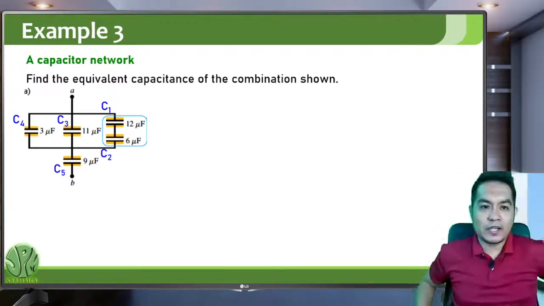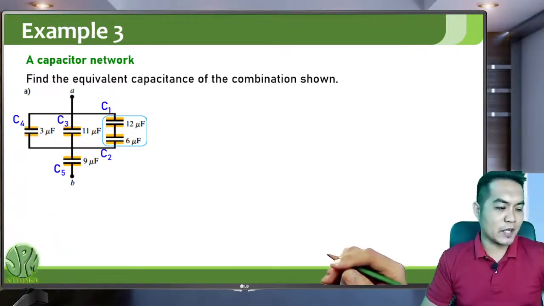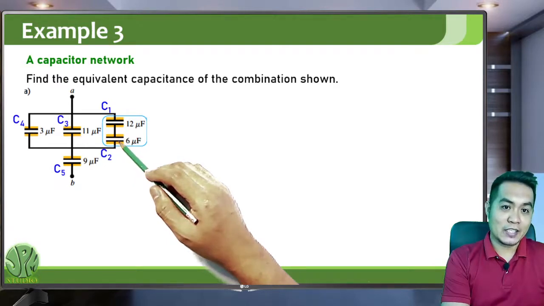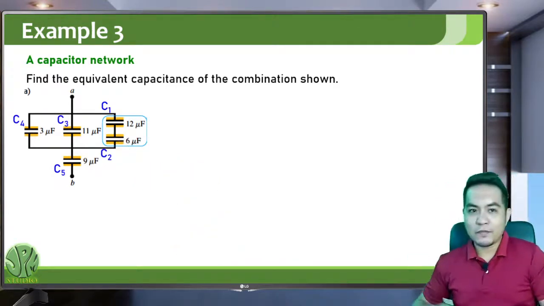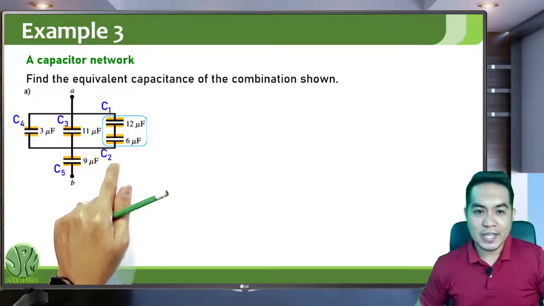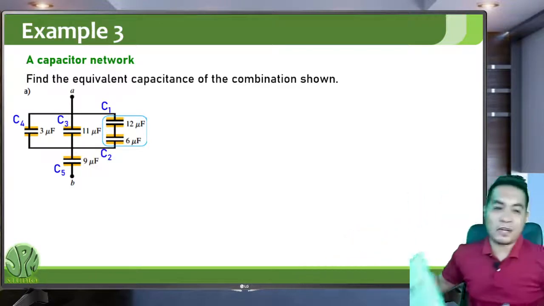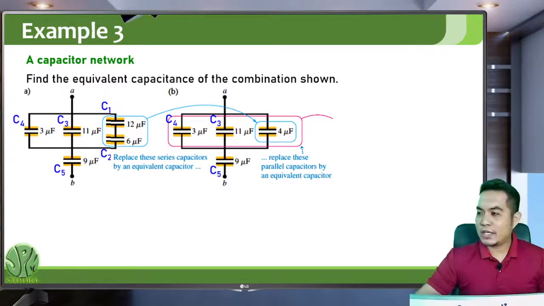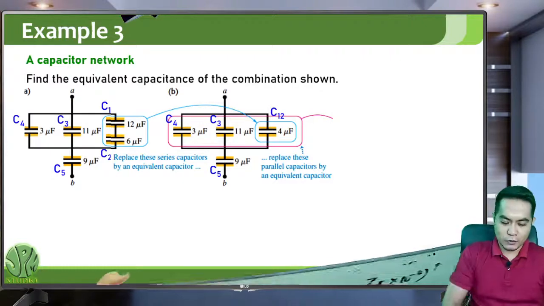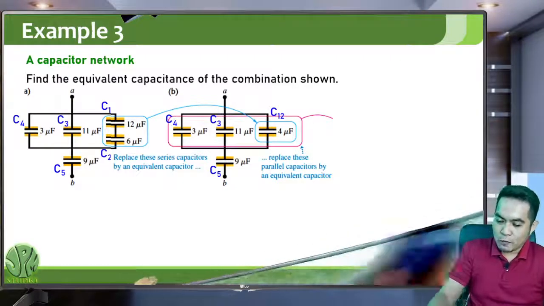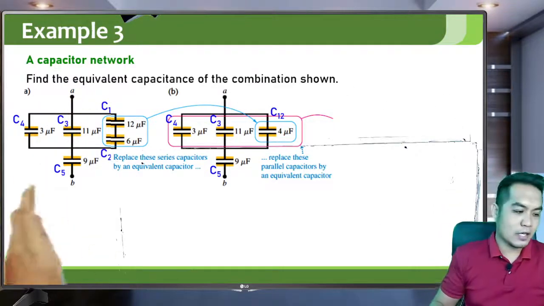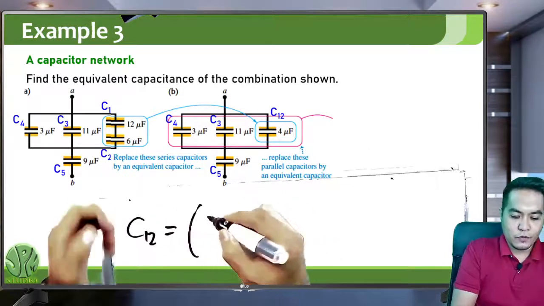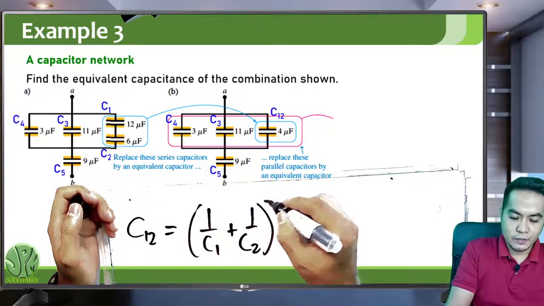So the technique in doing this is to identify the basic capacitor connections. In this case, we can immediately see that C1 and C2 are in series connection, meaning we can actually replace C1 and C2 by an equivalent capacitor, say C12. And how do we get the capacitance of that equivalent capacitor C12? We use the series formula. C12 is just equal to 1 over C1 plus 1 over C2, then inverse.